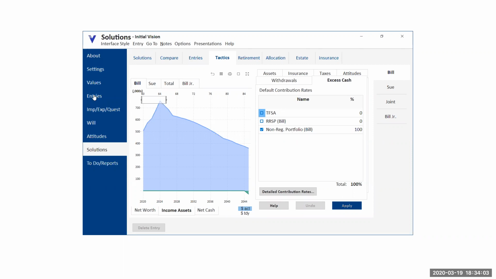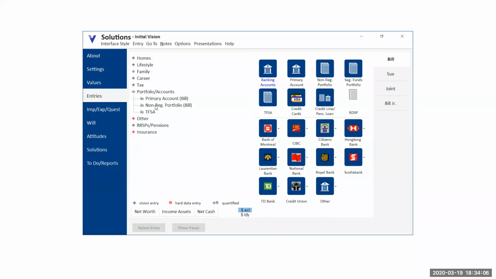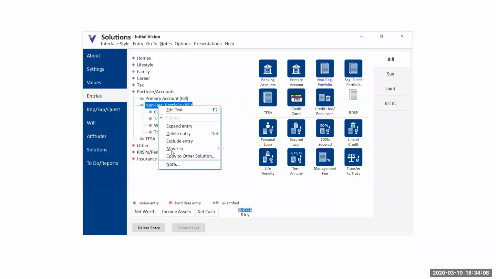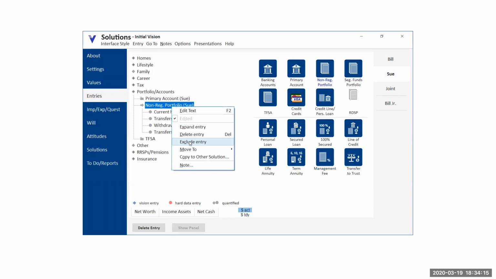So let's go back to entries for a minute. What we're going to do is just exclude Bill and Sue's non-reg portfolios. We're going to work instead, in this case, with a joint non-reg portfolio. By the way, there's nothing that prevents Bill and Sue from having as many individual non-registered portfolios as they want, and similarly, joint non-registered portfolios. But for our purposes today, I want to just work with the single joint non-registered portfolio.